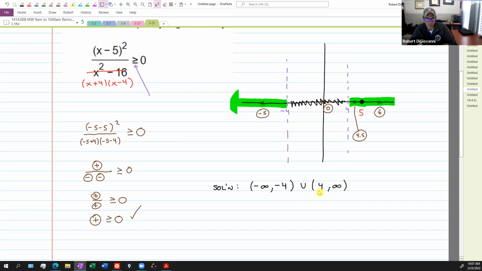Why didn't I include 4? Again, we have a vertical asymptote there, right? So I can't actually technically plug 4 in, but I can plug in everything to the right, including the 5, and on forever. Are we good?